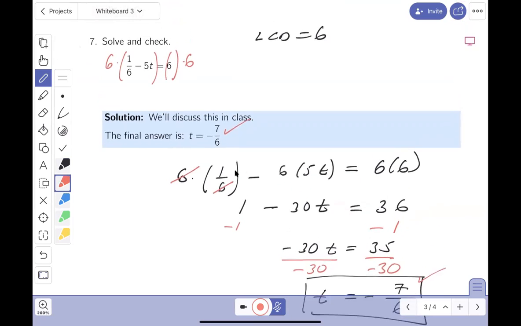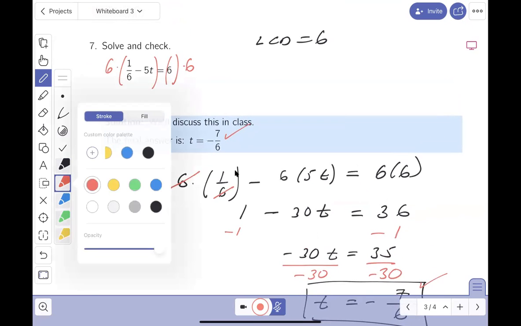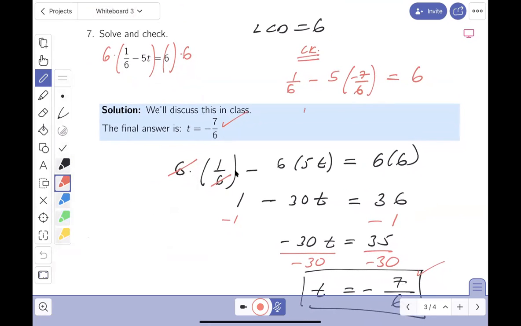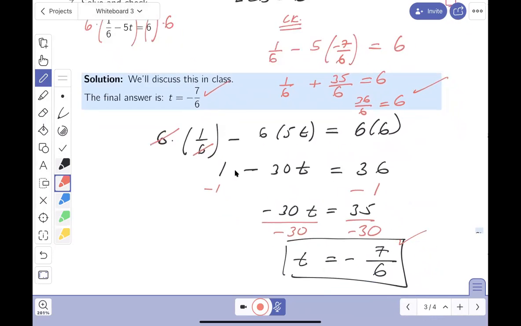Now, what I want to do is see if that's true. All right, so I'm going to put the check down. It's going to be 1/6, I'm checking the original problem, minus 5t, and I believe t is minus 7/6, equals 6. All right, let's go through it. This is 1/6 plus 35/6 equals 6. Well, what's 1 plus 35? It's 36 over 6, and that, of course, equals 6. So it does check out. All right, let's go to number 8.